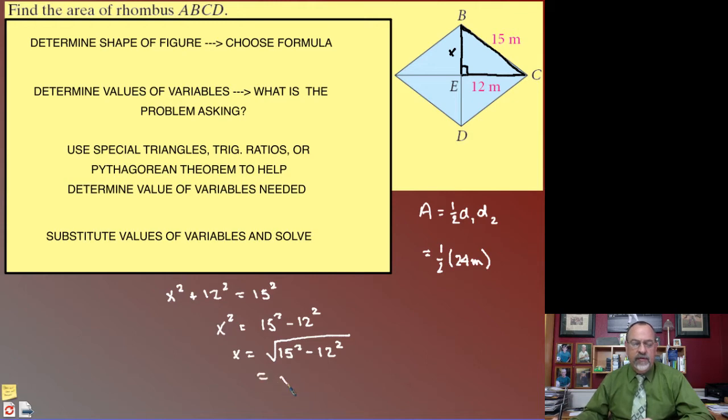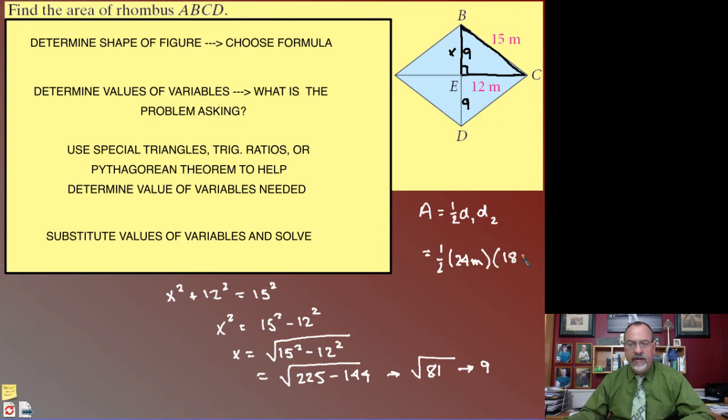Now you could calculate that if you wanted to. We'll need to do this by hand because I don't have my calculator with me. 15 squared is 225, and 12 squared is 144. So that's going to give me the square root of 225 minus 144, which is 81. So that's the square root of 81, which is then 9. So I now know, using Pythagorean theorem, that the length from here to here is 9. I need the diagonal, which would be the entire length, so this would also be 9, because again the diagonals bisect each other. So that's going to be 18.